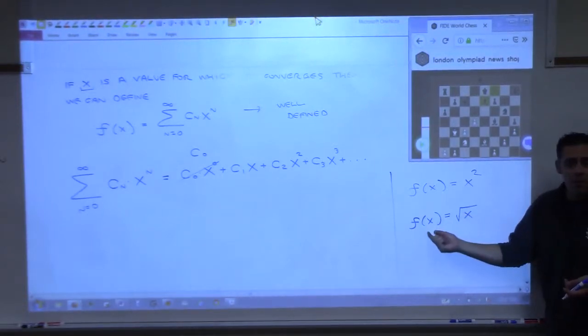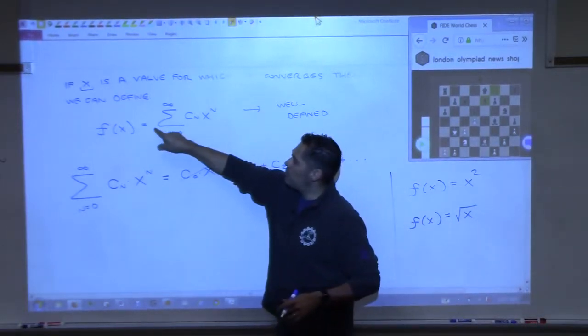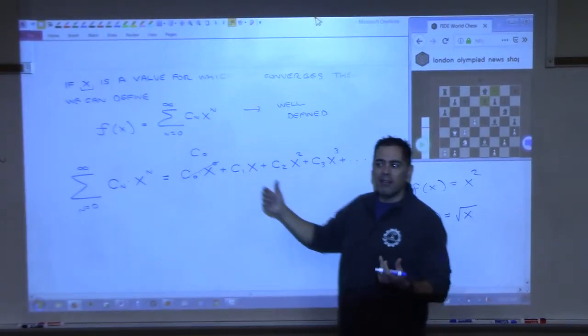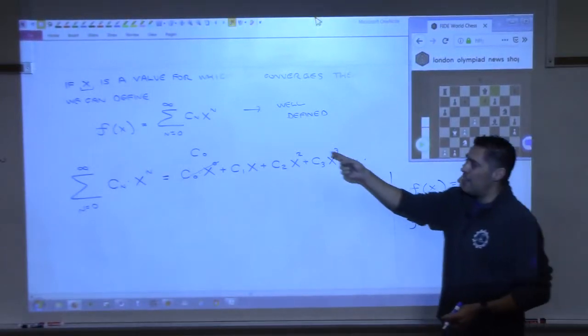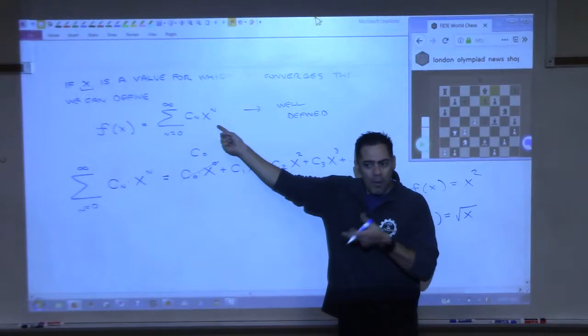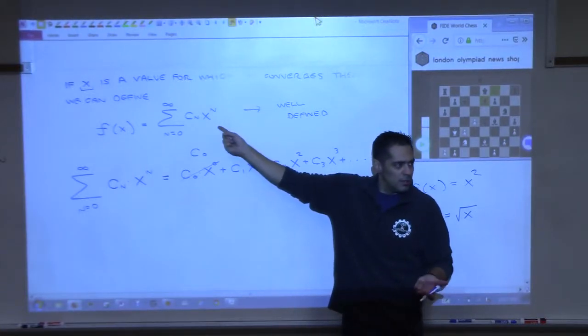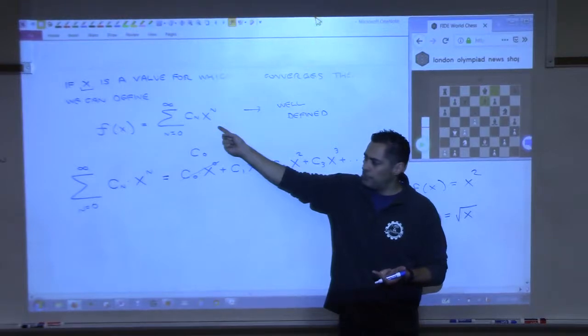You give me negative 4, right? This is a well-defined function, but what if you give me an x that makes it diverge? That's kind of like handing this function negative 4. Understand? That means that this function has a domain, and the domain is the values of x that make it converge. Does that make sense?